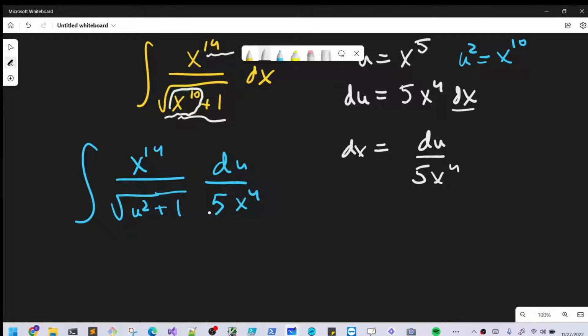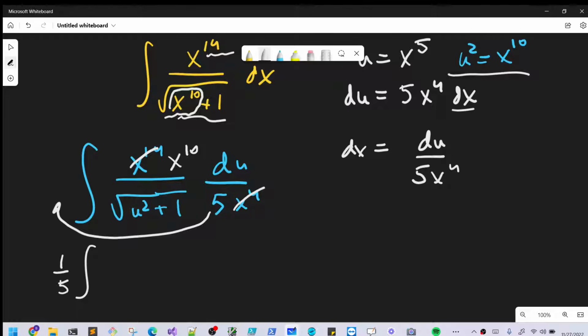And for the next step, we can take a 5 up front. This will be a 1/5 in front of our integral. And x to the 4 and x to the 14 are going to cancel and leave an x to the 10th. But we already determined over here that x to the 10th is going to be u squared. So we're going to have in our numerator u squared, square root of u squared plus 1 in the denominator, and du.